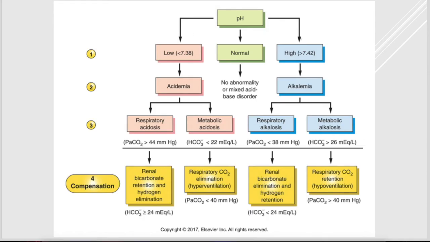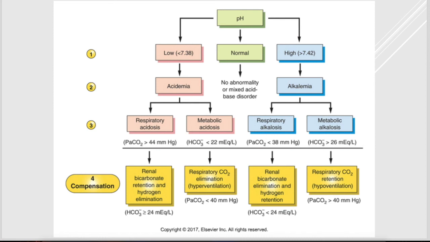So this is a flow chart showing all the things we talked about. Acidemia just refers to acids in the blood. It doesn't say anything about whether or not there's acidosis. It just says that there are acids in the blood. Same thing with alkalemia. Once you get to acidosis, that's when you drop below 7.35. And same thing with alkalosis, that's when you get above 7.45.